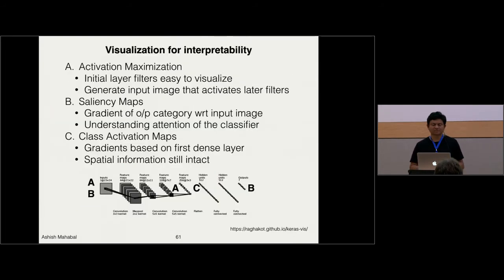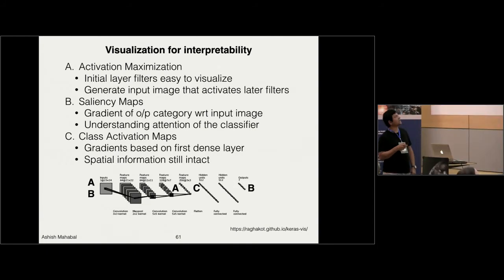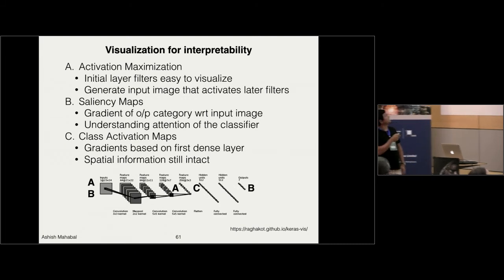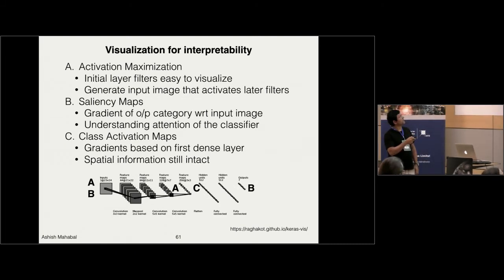So we've been doing some experiments with visualizations for interpretability using Keras visualization. And there are three kinds of things that you can easily do. One is activation maximization, where if we call this A, it looks at the inputs and an intermediate layer here, because what's happening is generating input images that activate later filters. For the first filters, it's easy to visualize what is happening, but it's not so easy to look at what is happening at the later filters, because the inputs there are the intermediate filters.